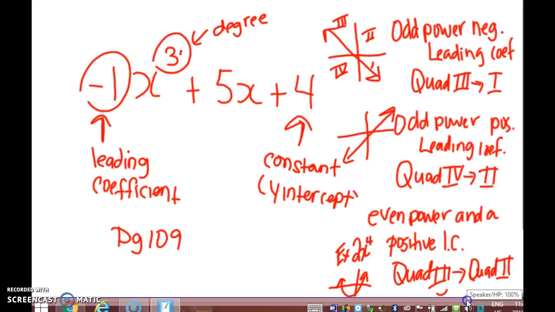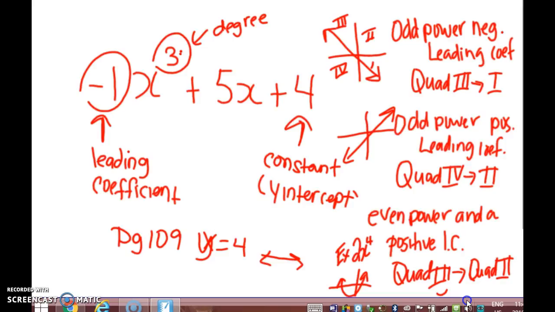Here is an example of a whole bunch of types of polynomial equations. If they have a degree of 0, it would look like y equals 4. That means they don't have an x in it, and they're just a constant straight line.